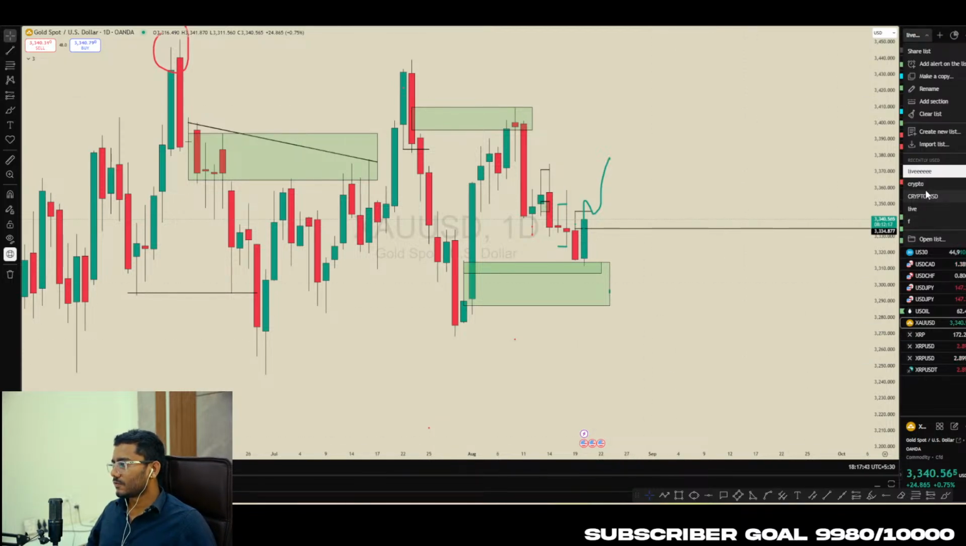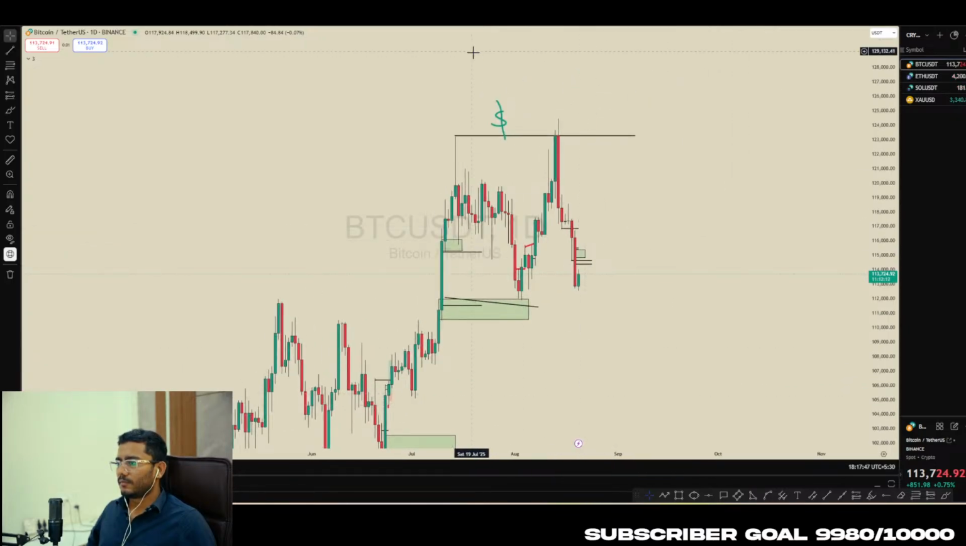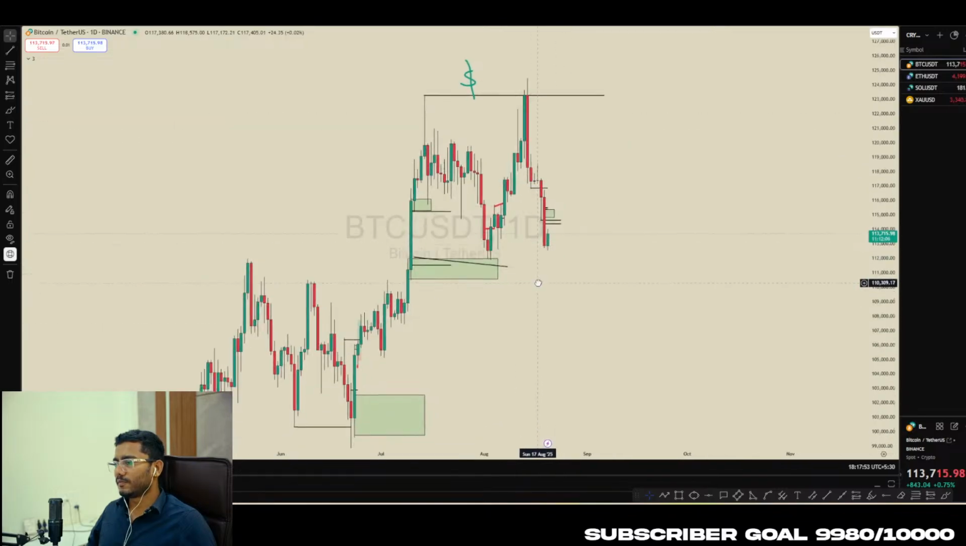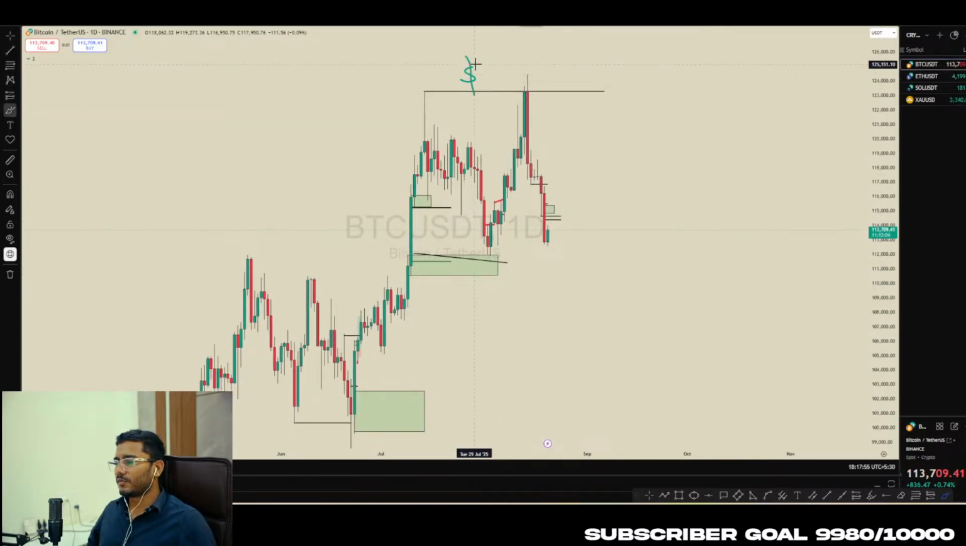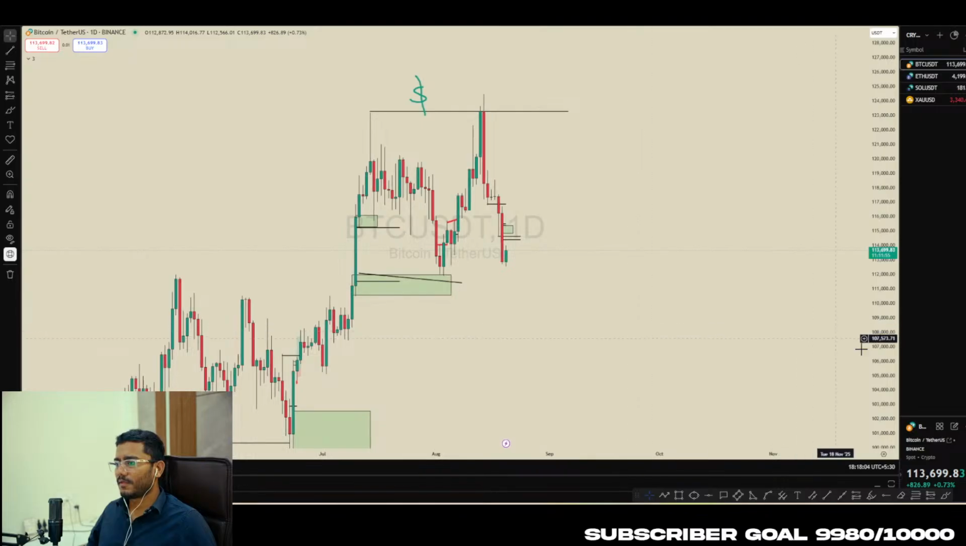BTC, price was with this previous liquidity. The liquidity from this high created this liquidity sweep. So once price sweeps the liquidity from the upside, probably it will go to the downside and it will sweep this liquidity. So just by using this logic, you can look for downside trades.